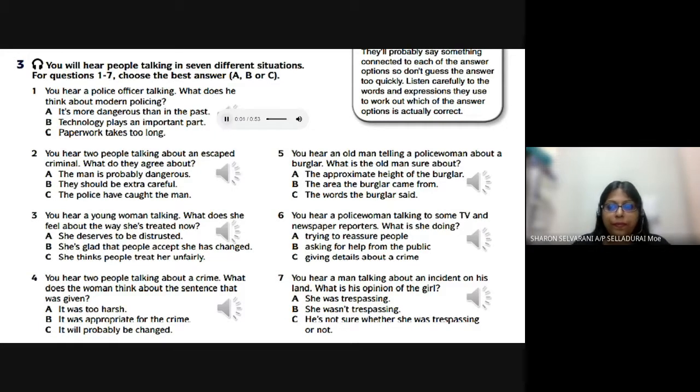Exercise 3. 1. You hear a police officer talking. I've been in the police force for 30 years. And of course, I've seen some big changes in that time. There have always been risks in the job. And nowadays, there are definitely more people carrying guns and knives than in the past. But we're better protected too, with special clothing and equipment. So I generally feel pretty safe.